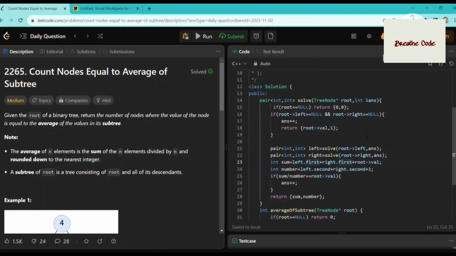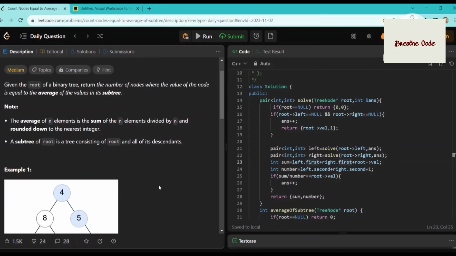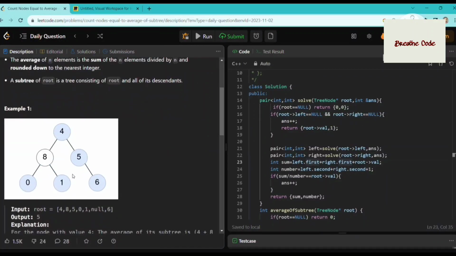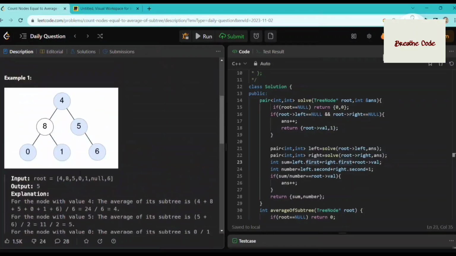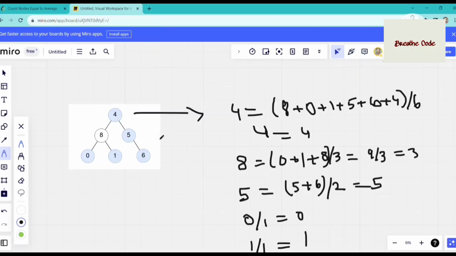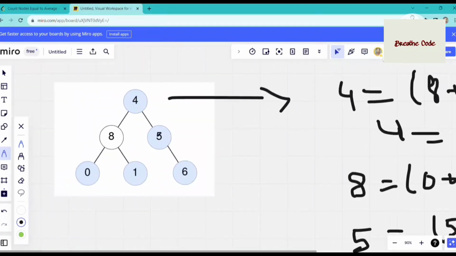A subtree of a tree is a tree consisting of the root and all its descendants. I'll explain what the question states. So this is basically the example they have given. I've taken the exact example here. So this is the same example.